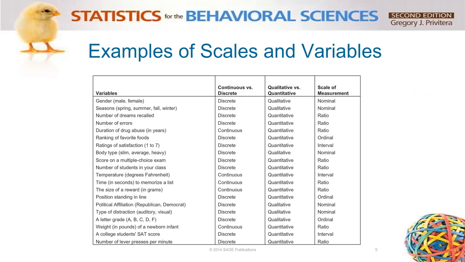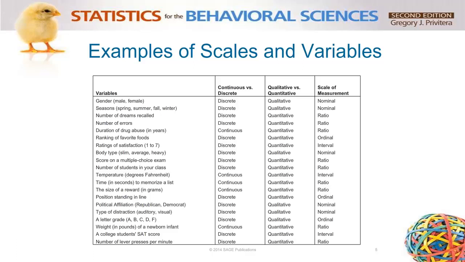So here's the table with examples that I promised you. Hopefully you can see it in this slide, but if you can't, it is on page 20 of your second edition, so feel free to pull that out if you want. What this is doing is giving us some examples of variables. It's then classifying them in different ways for us. It's telling us if it's continuous or discrete, qualitative versus quantitative, and then what scale of measurement it is.